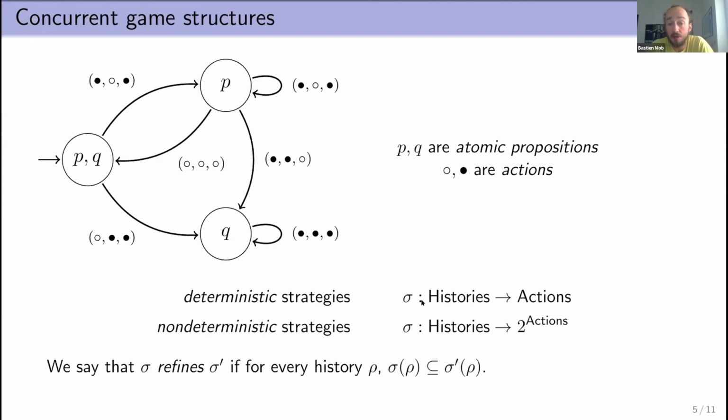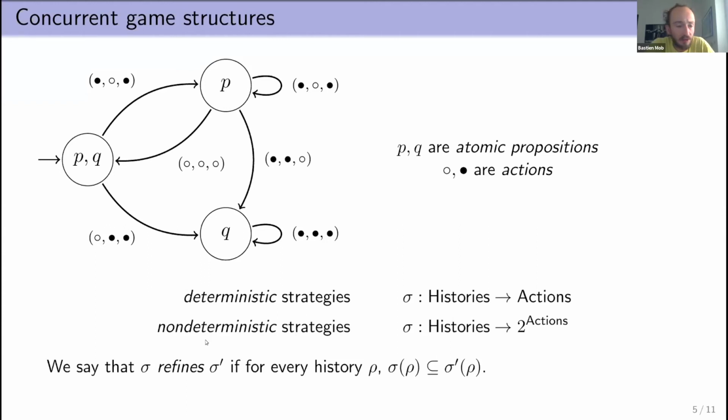It's a function that maps a history to an action. And a history here is a finite sequence of states that represents the sequence of states that we have visited so far. And a non-deterministic strategy will be a function from histories to subsets of possible actions.